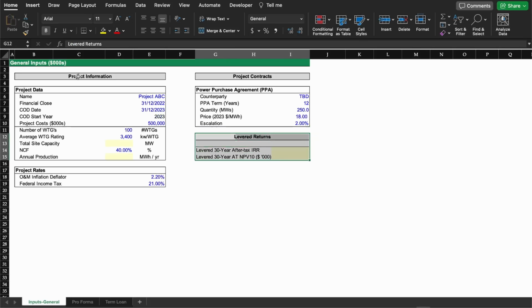And then we have to calculate most likely the leverage returns, right? So in the 30 years, after tax IRR and the NPV. Not sure which AT means, should be after tax, I hope, right? Let's see, not really sure.